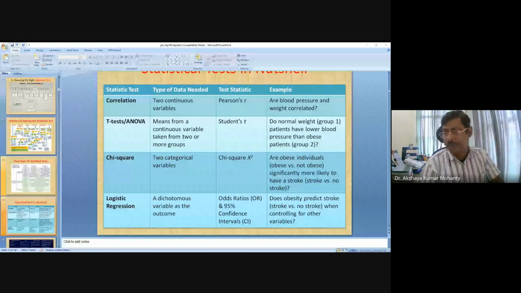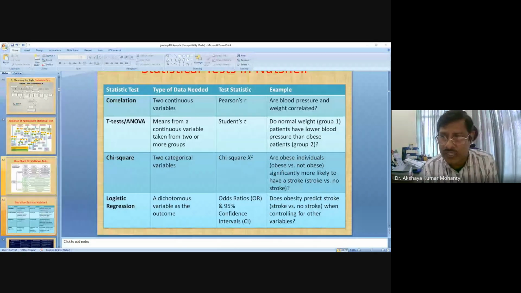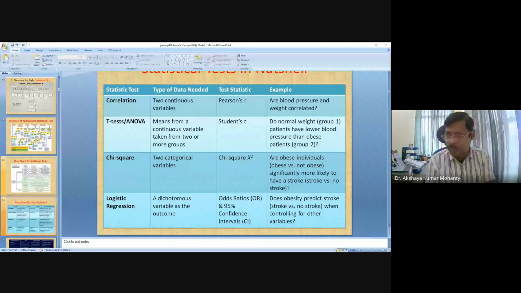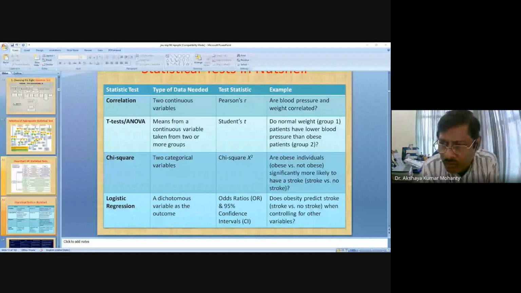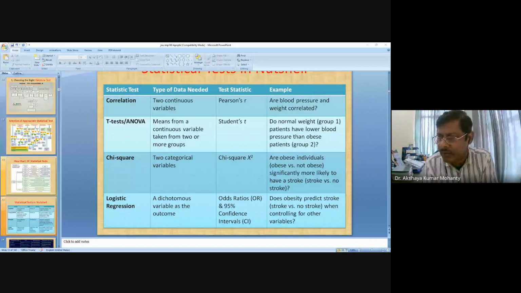So now the third example is, are obese individuals, obese versus not obese, significantly more likely to have a stroke versus non-stroke? Anybody else, please? Why have I used the chi-square? Already I have written the answer. Now my question is, why have I used the chi-square test here? Can you tell me, anybody? This is the very fundamental question.